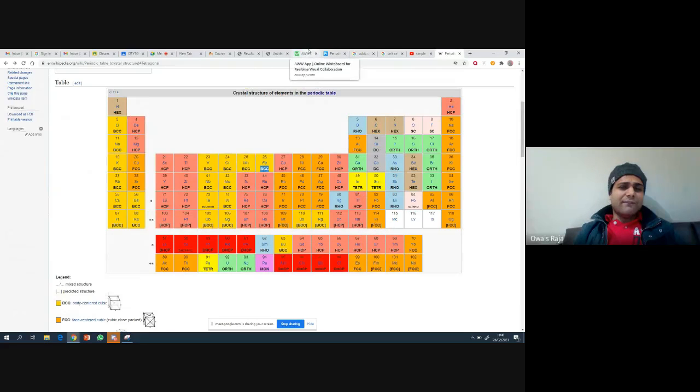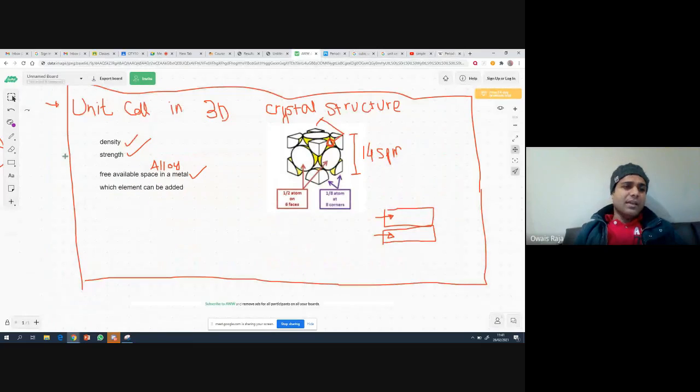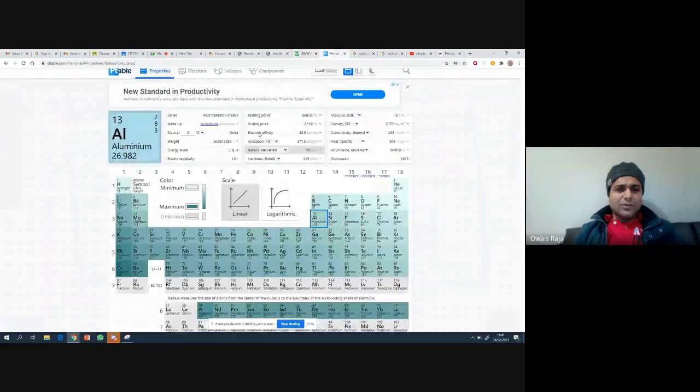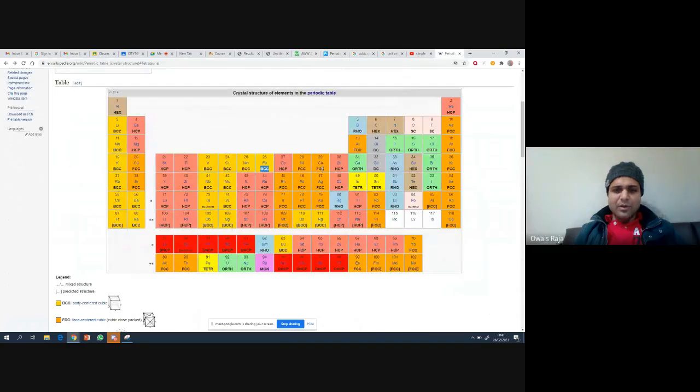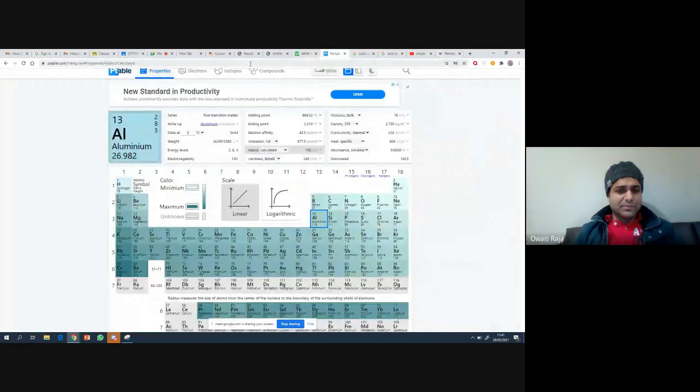Now, how does it affect the physical and mechanical properties? Let's imagine we are dealing with FCC. Say I have this FCC element, the crystal structure. I go to the periodic table, and I know there is an element with an FCC crystal structure. Maybe copper has an FCC crystal structure. So I go to copper here in the periodic table. This is an interactive periodic table.